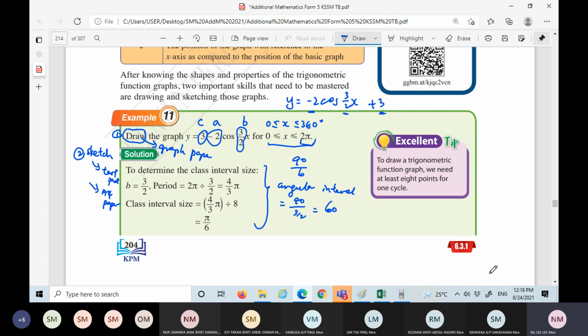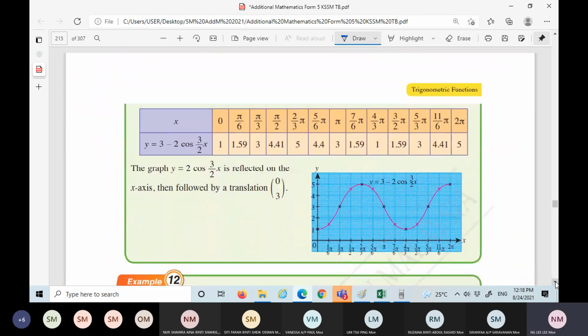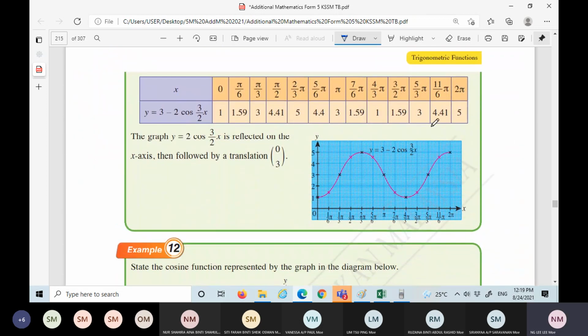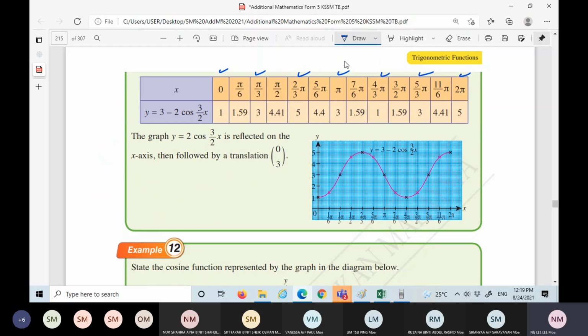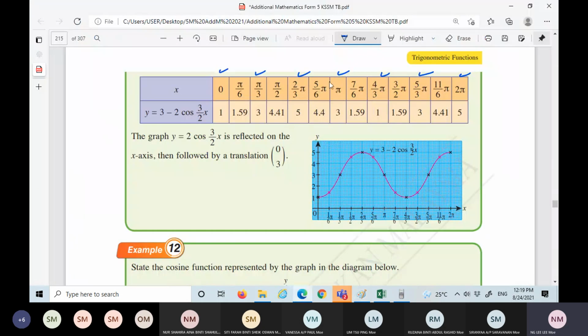But for this question, I think they use 30 degrees, so they will have more points. But actually, using 60 degrees is enough already. 60 degrees means this one, this one, this one, and so on, altogether 7 points. Correct or not? Just now I came back here. Yes, 7 points, so you have to know.